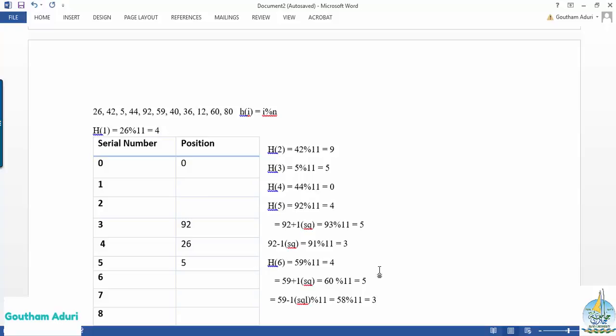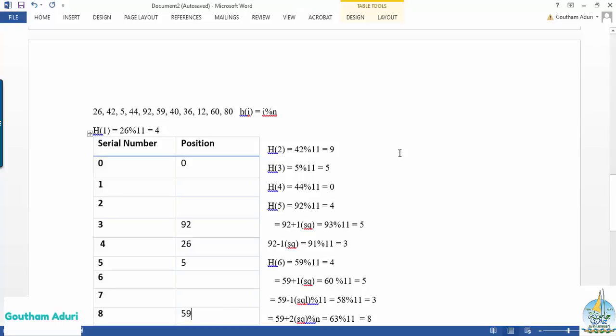The third position is also collided. Now we go to 59 plus 2 squared; we have to increment by 2. So 59 plus 2 squared is 59 plus 4, which is 63 mod 11. 11 times 5 is 55, and 5 plus 3 is 8, so it's going to the eighth position. In the eighth position 59 is going to come.